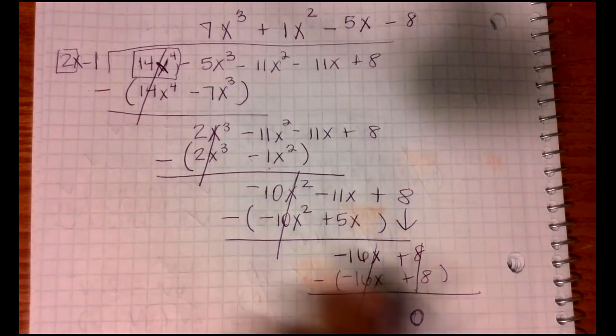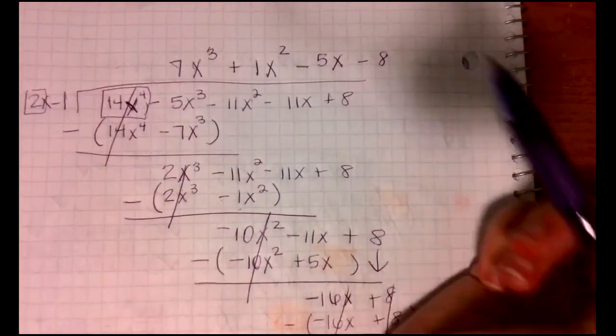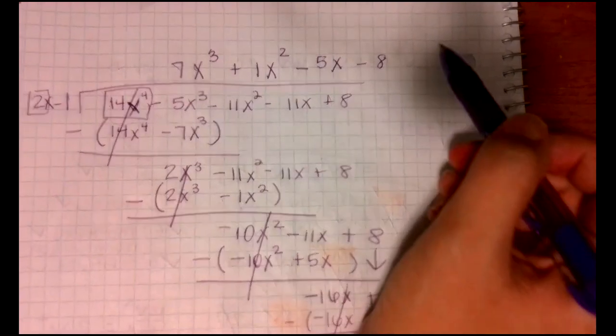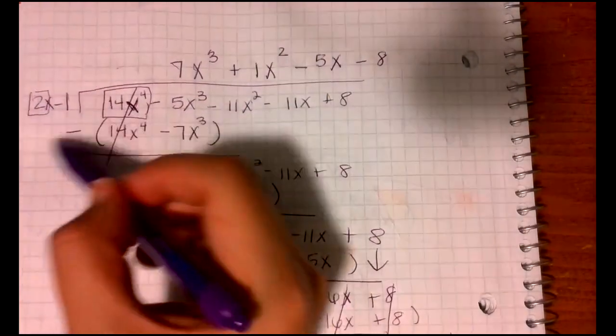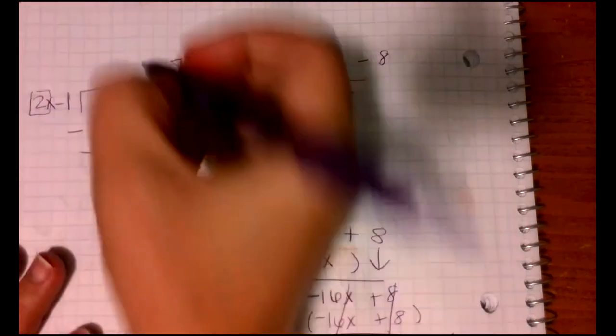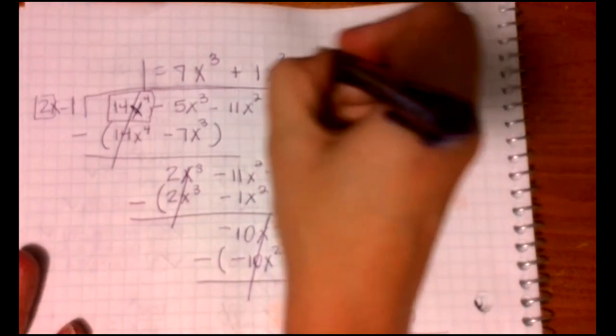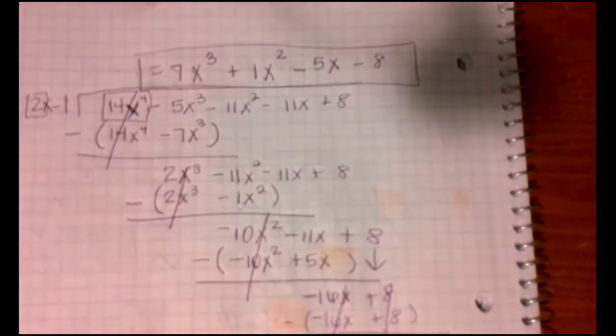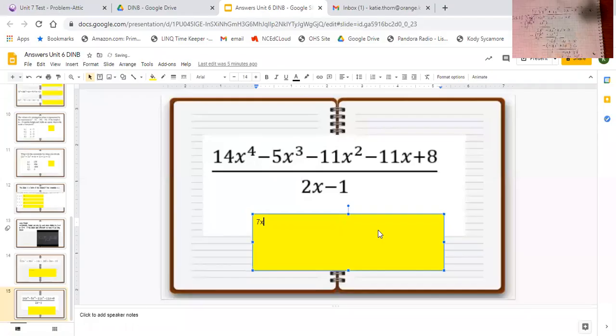If you ever have a remainder, you write it the same way we did with synthetic division. You would just write plus, and then you'd write your remainder divided by this divisor. So that's the only thing you do with your remainder. So this is our answer, 7x to the third plus 1x squared minus 5x minus 8. No remainder.